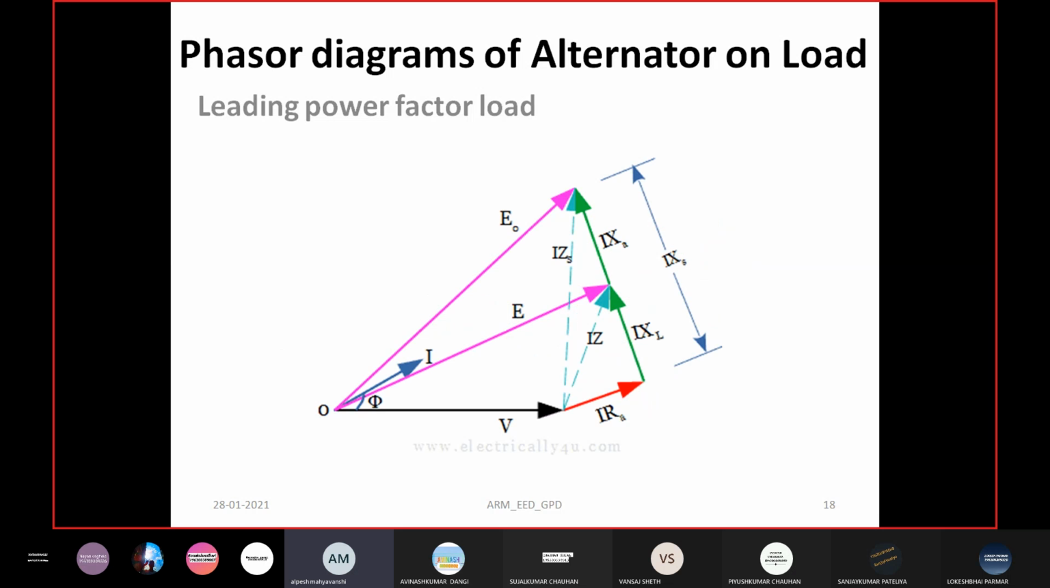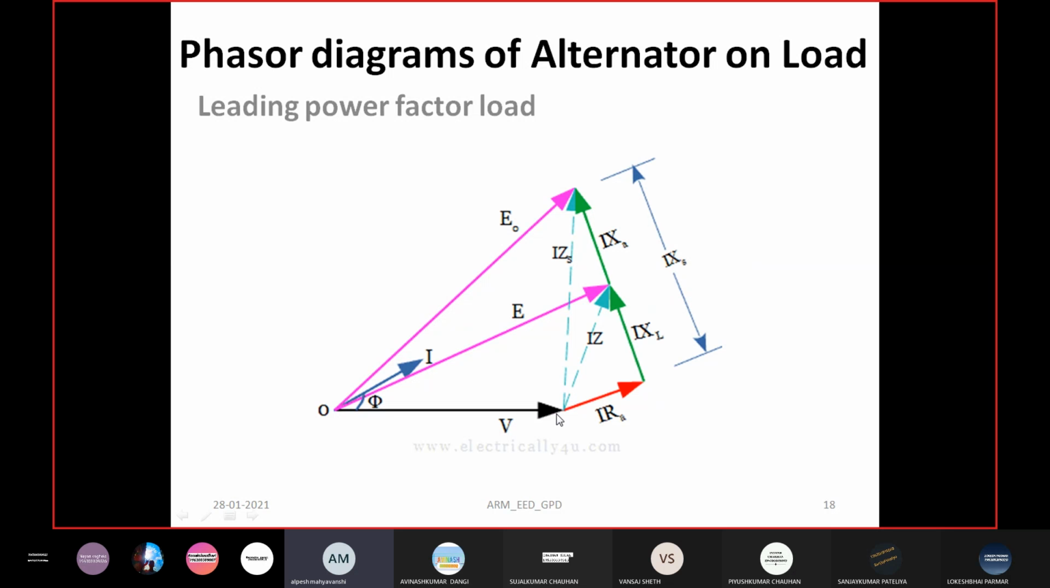Now next is the phasor diagram for leading power factor load. Leading power factor means current leads the voltage. So here we are taking the voltage phasor V as a reference phasor. Now the current leads this voltage phasor by phi angle, so here is the current phasor. This is the current phasor and it leads the voltage phasor by phi angle.